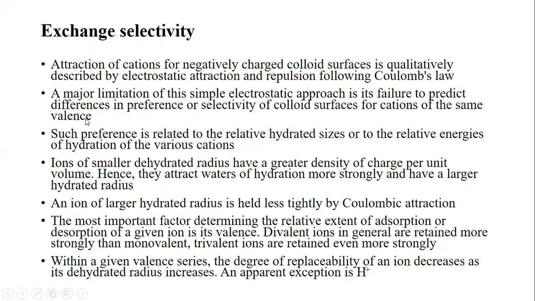If it was just simple positive-negative attraction, then all cations with the same valence should be attracted with the same strength. But we will see this is not the case. So a major limitation means it does not explain everything. It has limited explanation. The simple electrostatic approach fails; it does not give us the correct answer to predict the differences in preferences or selectivity of colloid surfaces for cations of the same valence.